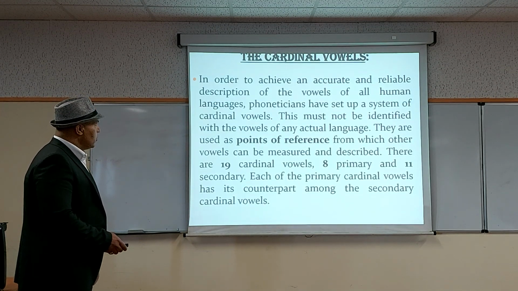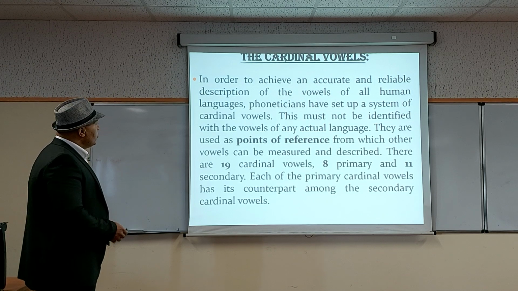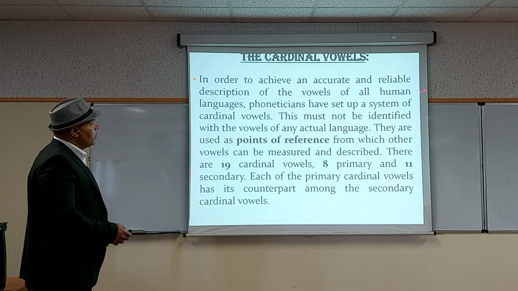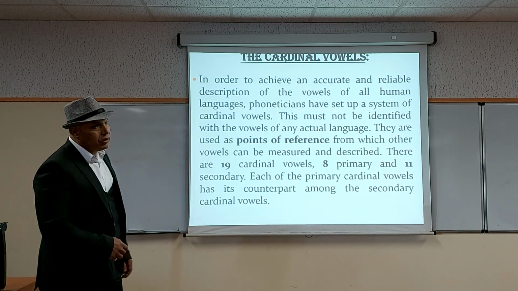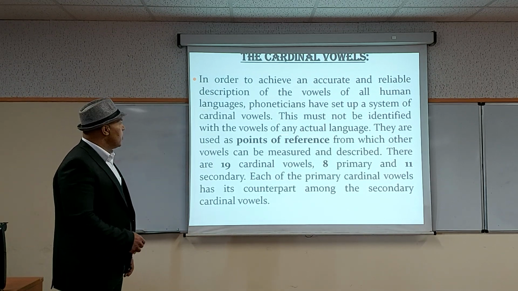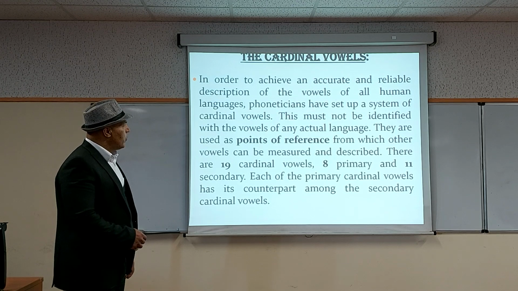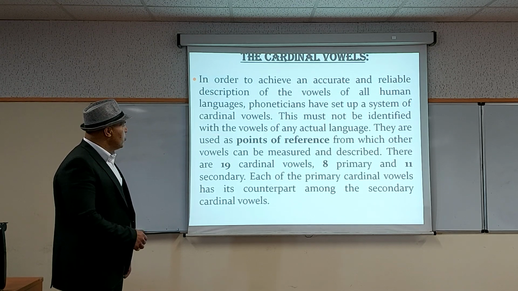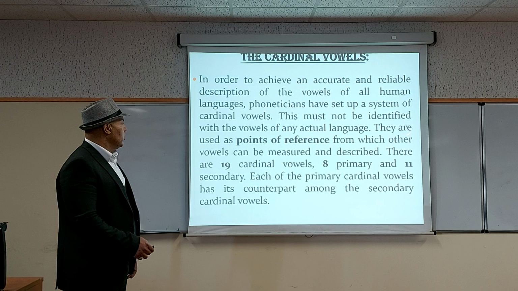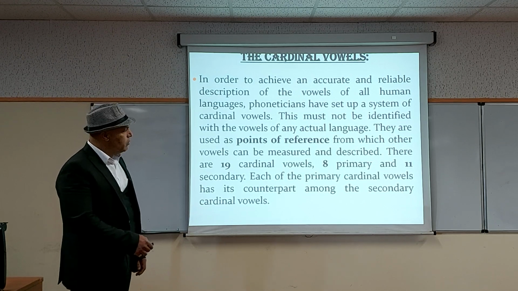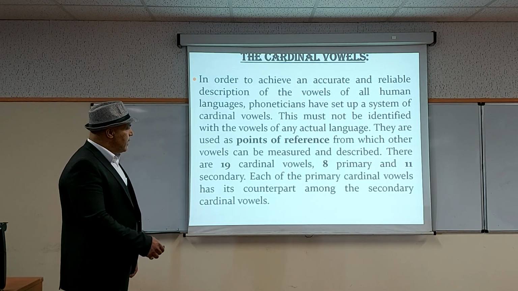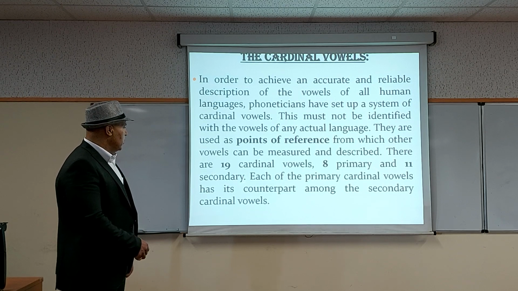The cardinal vowels. In order to achieve an accurate and reliable description of the vowels of all human languages, phoneticians have set up a system of cardinal vowels. This mustn't be identified with the vowels of any actual language. They are used as points of reference from which other vowels can be measured and described. There are 19 cardinal vowels, 8 primary and 11 secondary cardinal vowels.